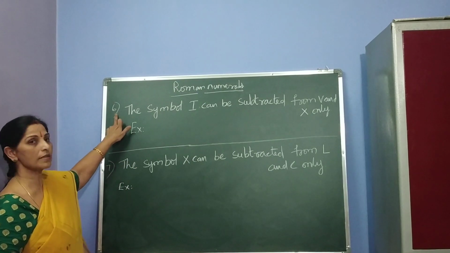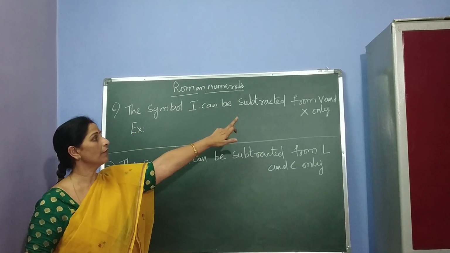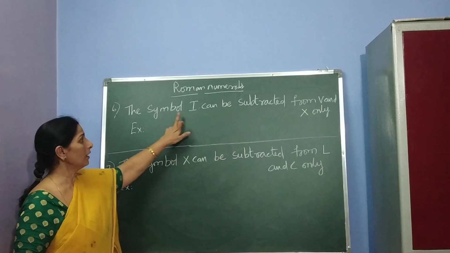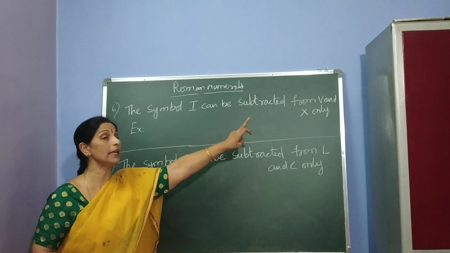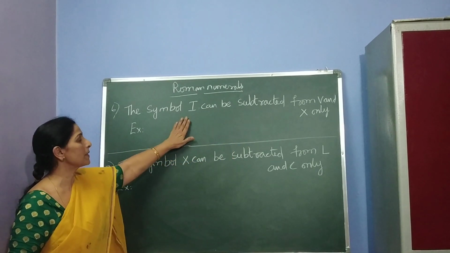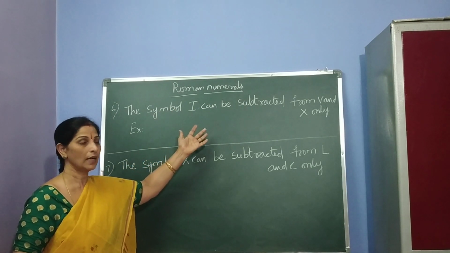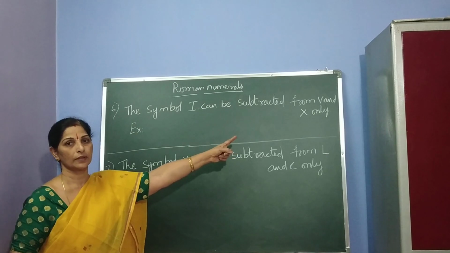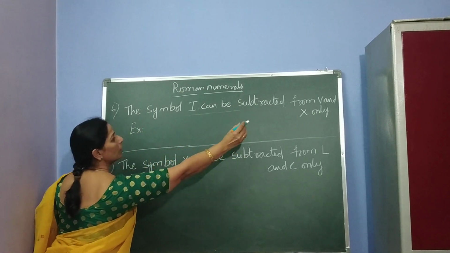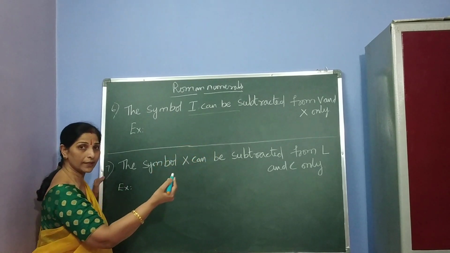See children, next rule, 6th rule. The symbol I can be subtracted from V and X only. What do you mean by that, children? This I cannot be subtracted from the remaining other symbols other than V and X. Okay children. You learned how to write the 4 and how to write the 9.